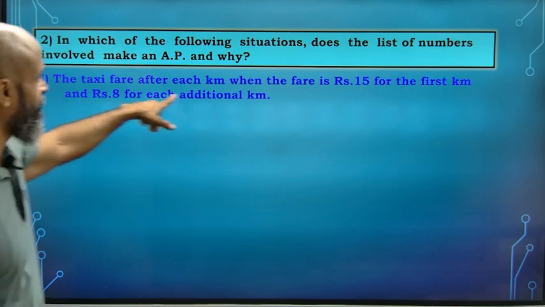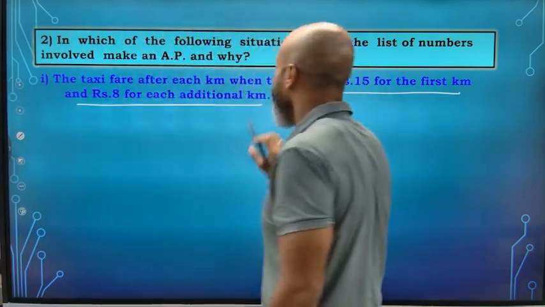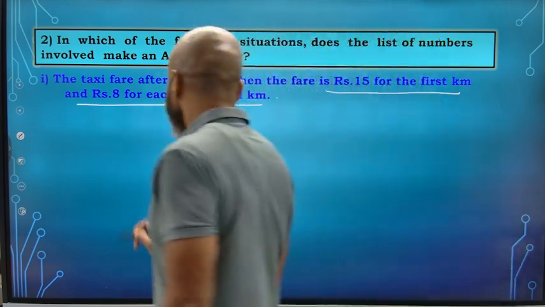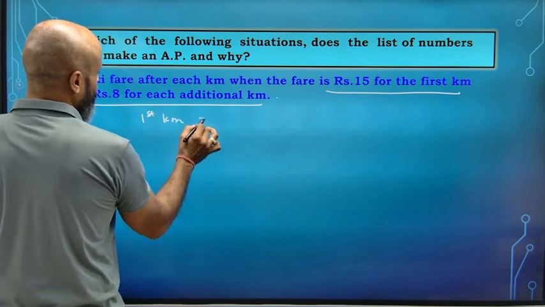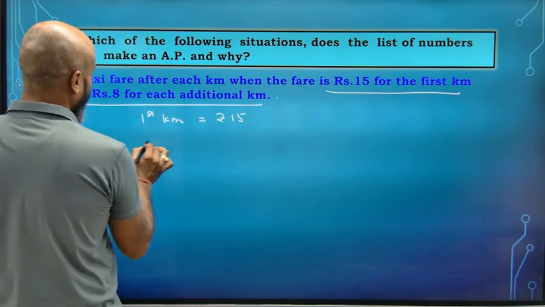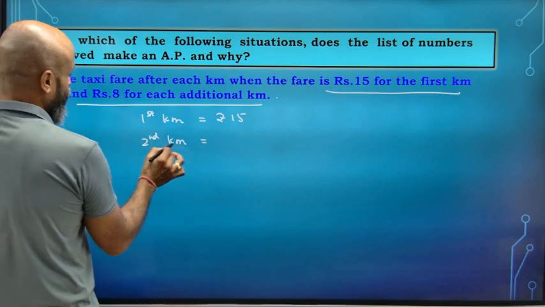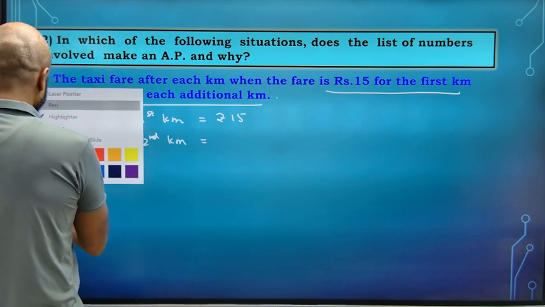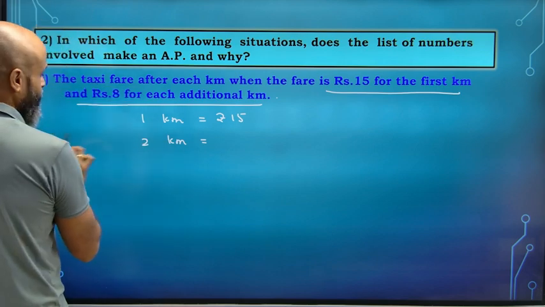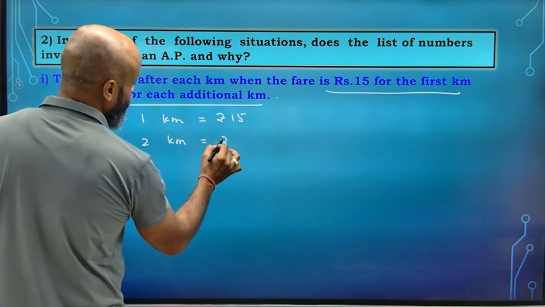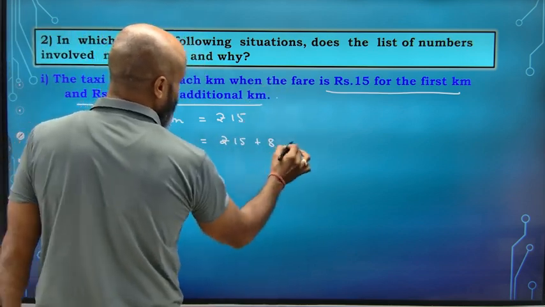The taxi fare after each kilometer, when the fare is rupees 15 for the first kilometer and rupees 8 for each additional kilometer. Okay. So for the first kilometer you will be charged rupees 15. For 1 kilometer you will be charged rupees 15. Look at this very carefully. For 2 kilometers, rupees 15 for the first kilometer and rupees 8 for the next kilometer, that is how much?